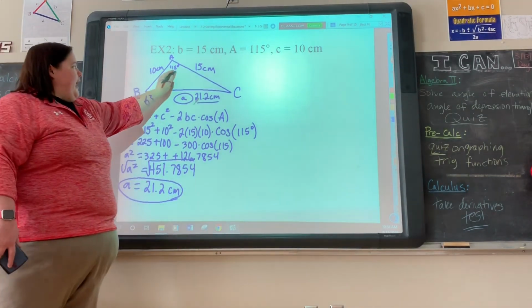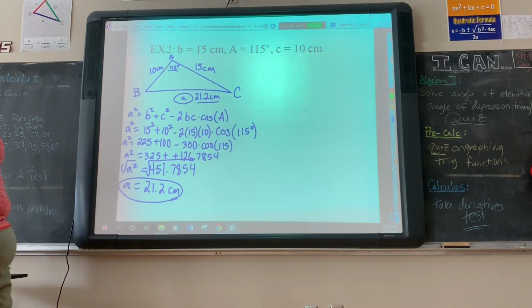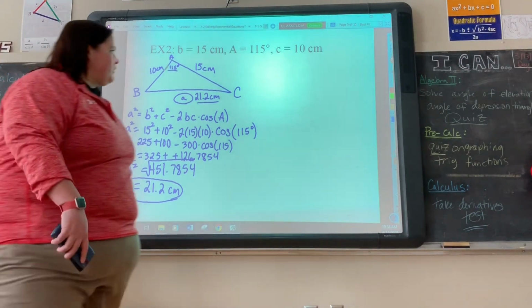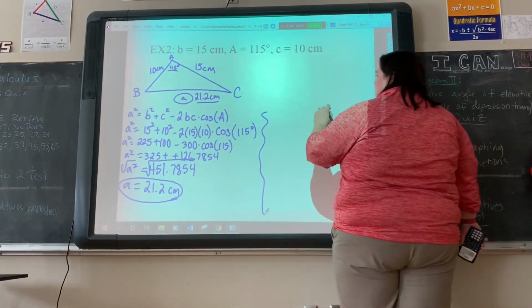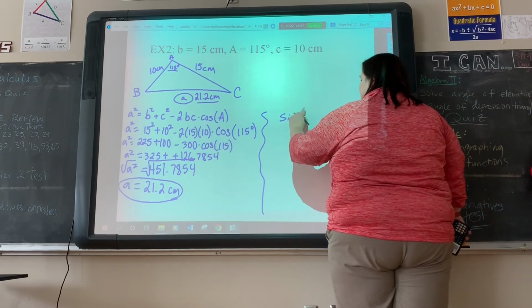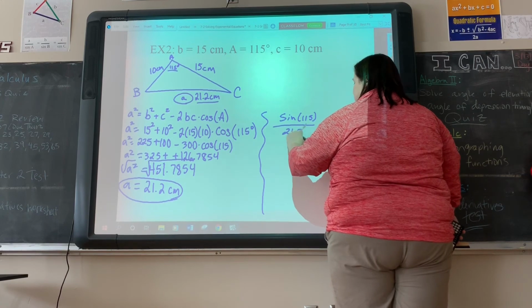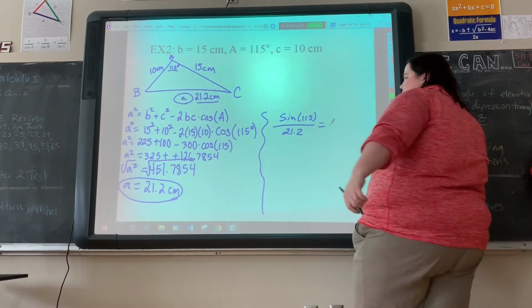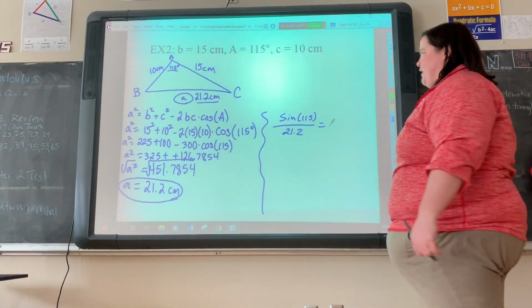And now I have a matching side and angle. And so I'm actually going to switch and use law of sines again. Feel free to use law of cosines again if you'd like to find the two angles that we're missing, but I'm going to switch and use law of sines. So I know sine of 115, and now I know that side A, which is 21.2. And then it doesn't matter which one we find next, so I'll go to the next biggest one, which will be angle B.